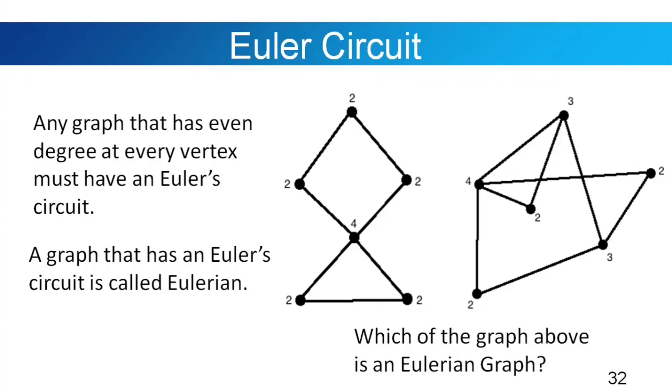Which of the graphs above is an Eulerian graph? By examination, on the first graph, the degrees of the vertices are all even. On the second graph, some of the vertices are odd. Thus, graph number 1 is an Eulerian graph.